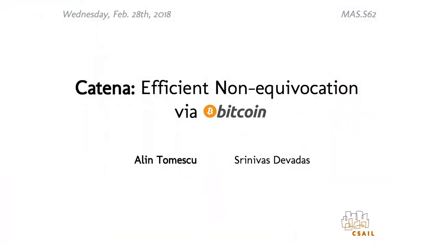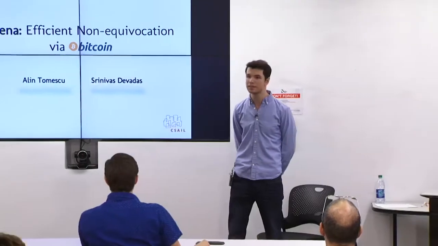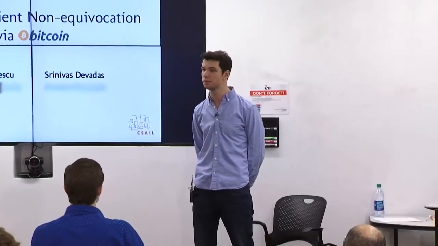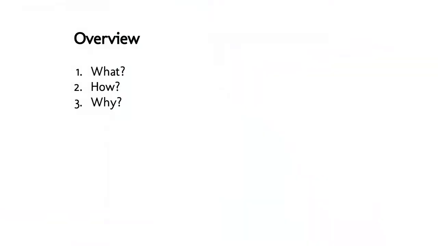And catena is a really nice way of using Bitcoin to build append-only logs. Bitcoin itself is an append-only log, and a lot of people have been using it to put data in it. And I'll describe a really efficient way of doing that and its applications. And if there's time, we'll talk about attacks and maybe colored coins and some other stuff. We'll talk about the what, the how, and the why, and that's the overview of the presentation.